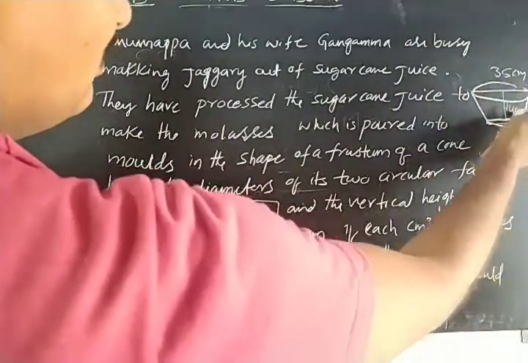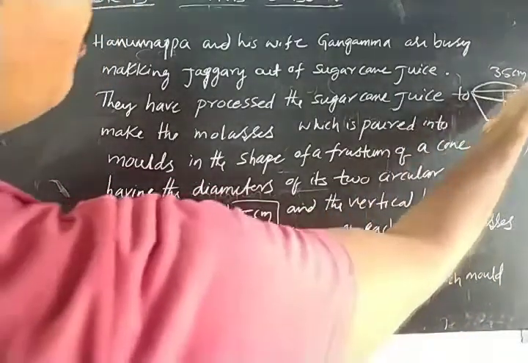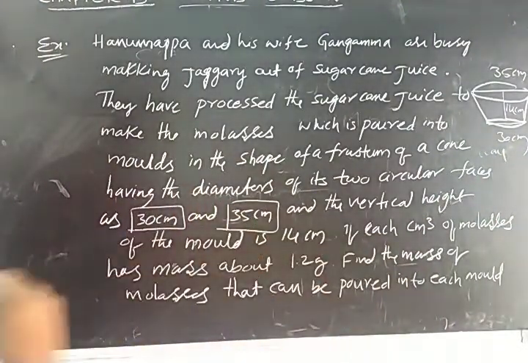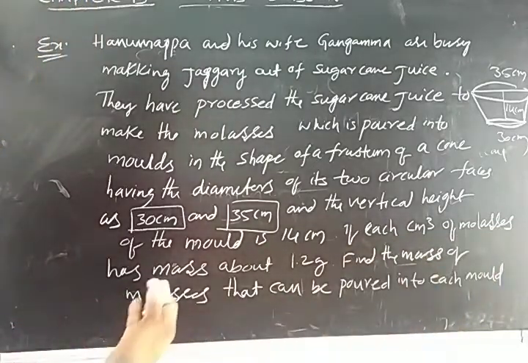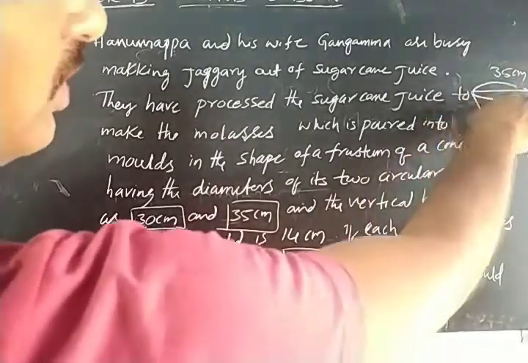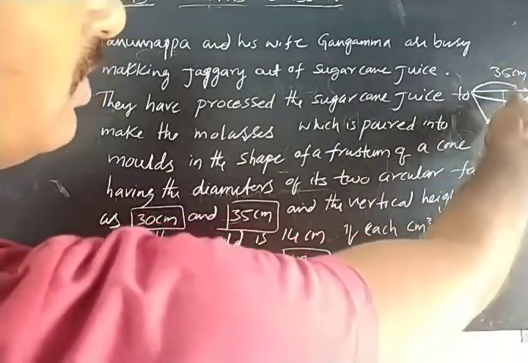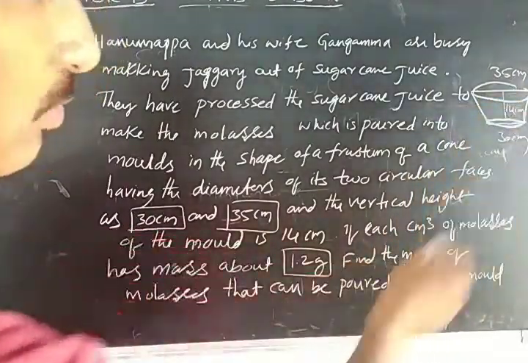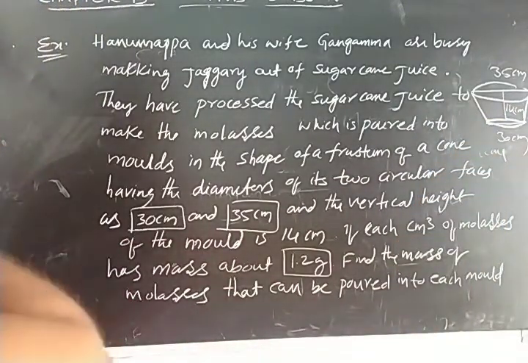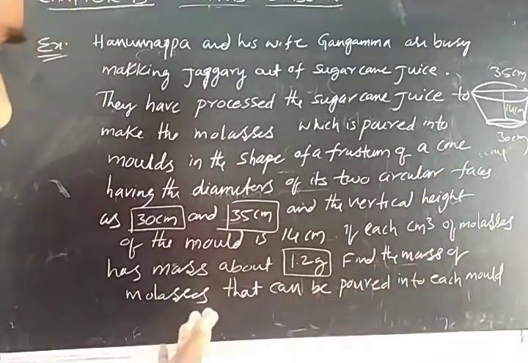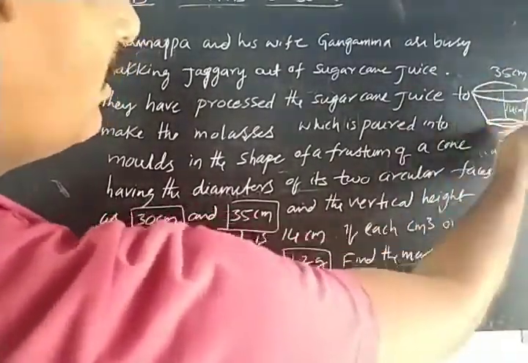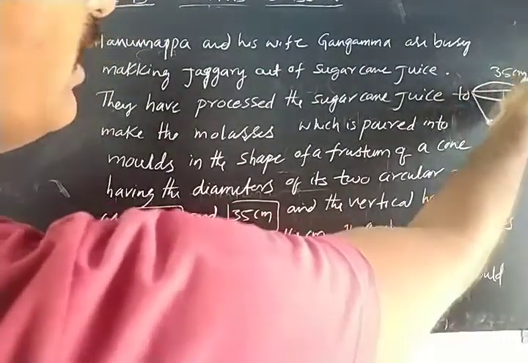This is r1, this is r2, and this is h. The height and the upper and lower diameters of the mold, which is in the shape of a frustum cone, are given. Each 1 centimeter cube of molasses has a mass of about 1.2 grams after pouring into the mold. So find the mass of molasses that can be poured into each mold, that is, how many grams of molasses can be poured.